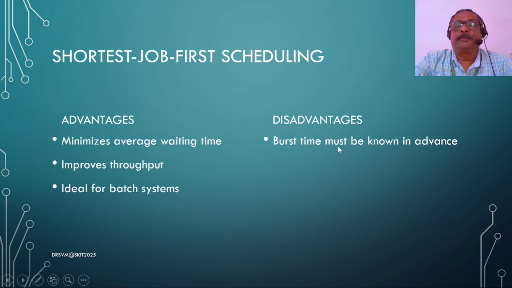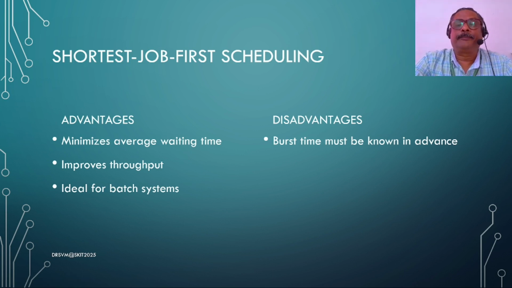Disadvantage, yes, burst time must be known in advance, otherwise you cannot say which was shortest. Now you say 10 is the first job, I don't know what happens next. The next job may be 2 units, the next job may be 200 units, don't know. Therefore it is very difficult to say what is the best job. Therefore all these burst times should be known in advance. That's why we call it a batch system. That's a disadvantage of working with this.